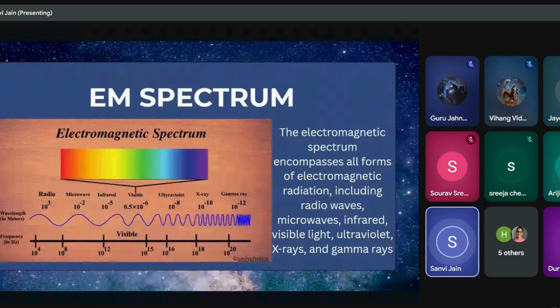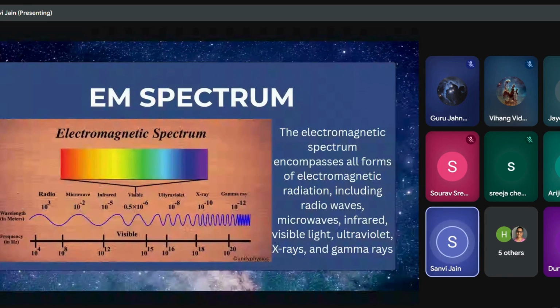Next, let's learn about the EM spectrum. The EM spectrum ranges from gamma rays, which have a wavelength of 10 to the power minus 12 meter, to radio waves, which have a wavelength of approximately 10 to the power 4 meter. All of these wavelengths travel with the same speed, which is 3 times 10 to the power 8 meters per second in vacuum. They only differ in frequency and energy. There are various applications of these wavelengths of light.